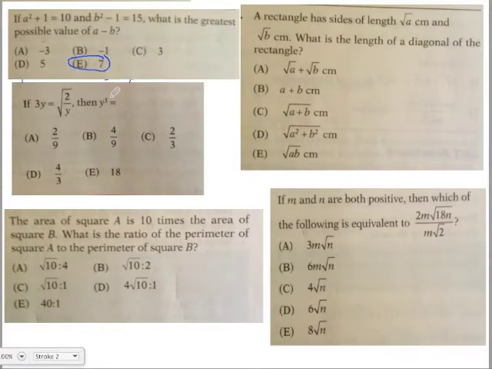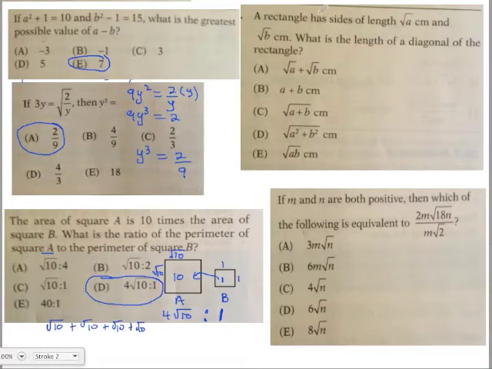Let's try this one here. Notice that they're not asking for y but y cubed. Let's remove the radical, square both sides, and you'll end up with 9y squared is equal to 2 over y. So if you multiply both sides by y, you'll get 9y cubed is equal to 2. Solving for y cubed, your answer is 2 over 9. So did you get A?